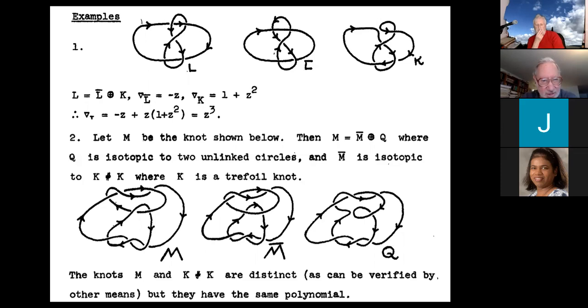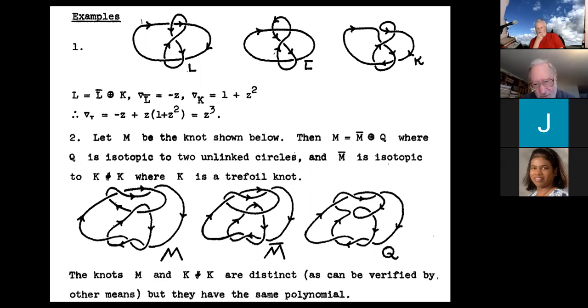And here's another example. Here's a knot which has a clasp between two trefoil knots there. And if we switch a crossing, then it becomes a connected sum of two trefoil knots. That's M bar. But if we smooth that crossing, and look carefully at the one I called Q, you see it's unlinked. And you can check that Conway's polynomial, the Alexander polynomial, is going to be zero for unlinks.